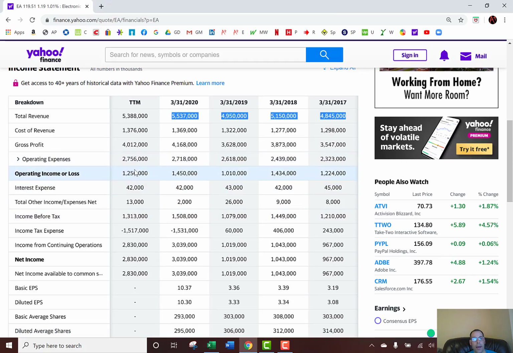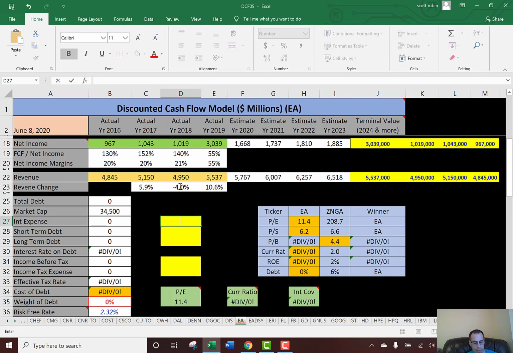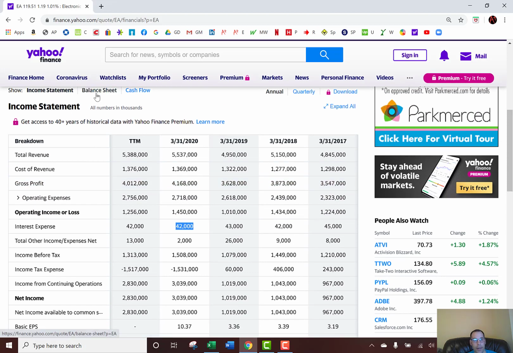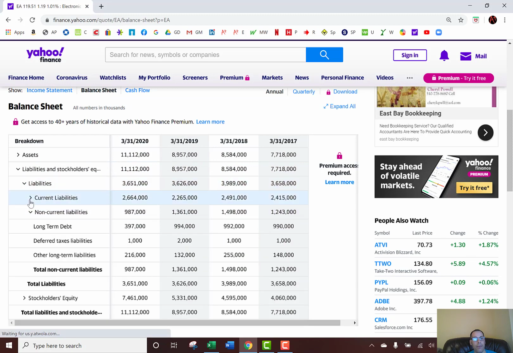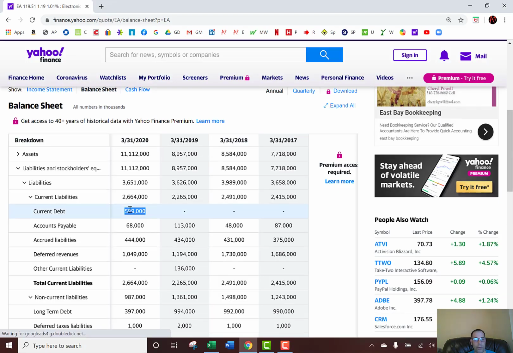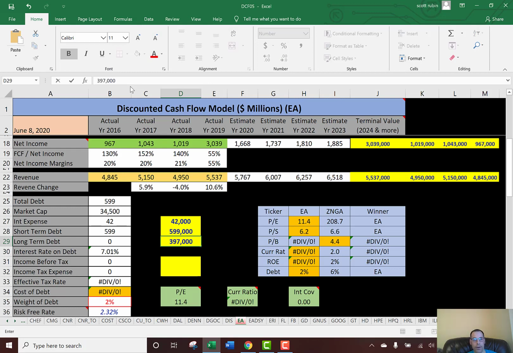Now we need to look at the capital structure of EA Sports to see what discount rate we need to apply to the cash flows. So they pay $42 million a year on their debt. And let's see how much debt they have. Current debt is $600 million. That's debt due within 12 months. Long-term debt of $397 million. That's debt due after 12 months. So they have more current debt, but fortunately, they only have 3% of debt in their capital structure, so it doesn't seem like it's much of an issue.